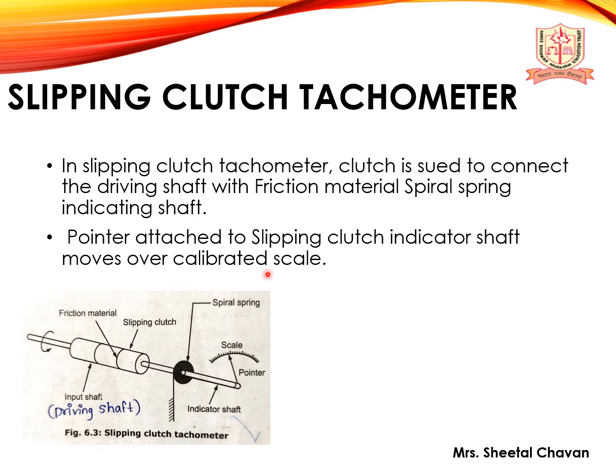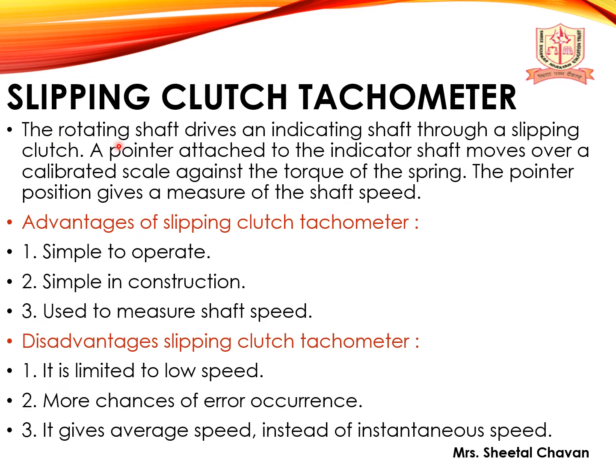The pointer attached to the slipping clutch indicator shaft moves over a calibrated scale. The rotating shaft drives an indicating shaft through a slipping clutch. A pointer attached to the indicator shaft moves over a calibrated scale against the torque of the spring. The pointer position gives the measure of the shaft speed. So by using that scale we can read the speed of the shaft.